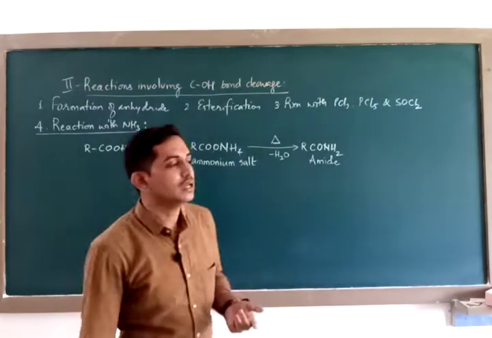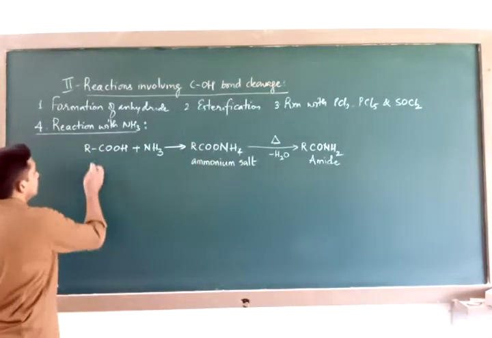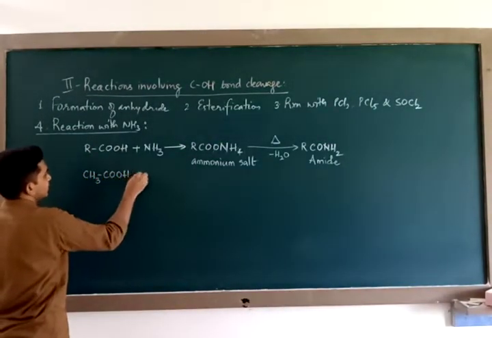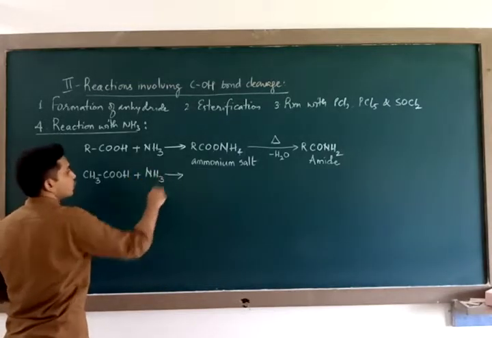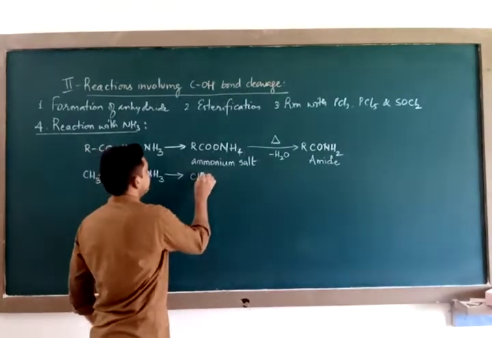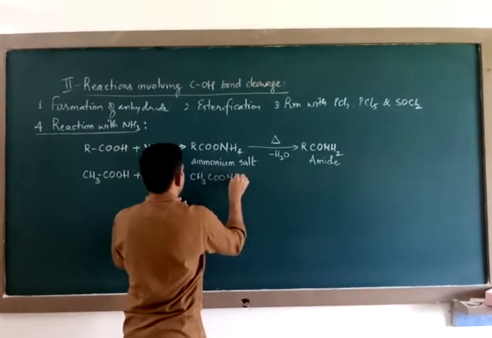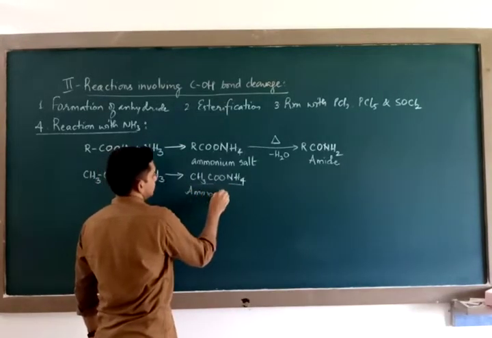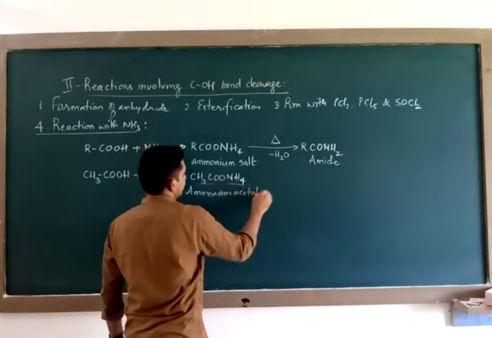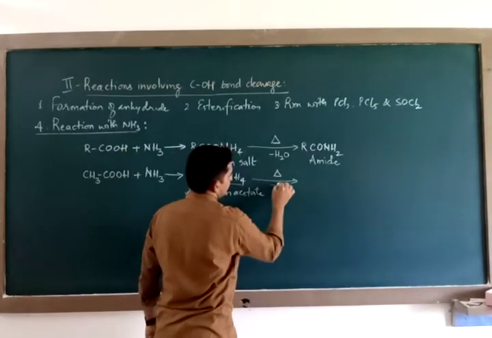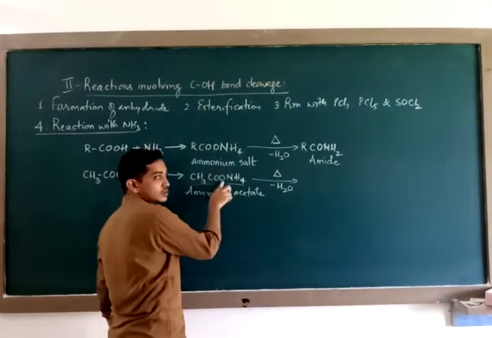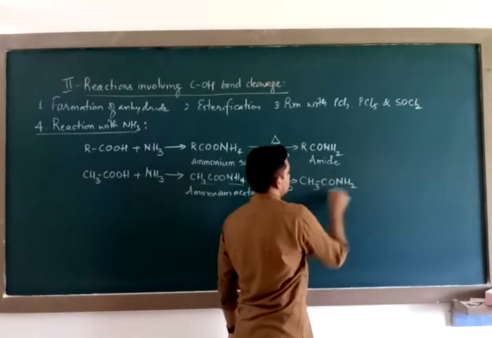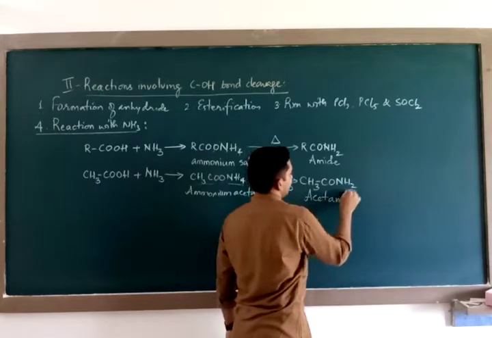Try the same example with specific carboxylic acids, like take R as CH3COOH. Ammonia remains same. Now guess what product is obtained? CH3COONH4. You will get ammonium acetate. The same, upon heating, will lose water. 2 hydrogens from here, 1 oxygen from here. Then you will have CH3CONH2. You will have acetamide.